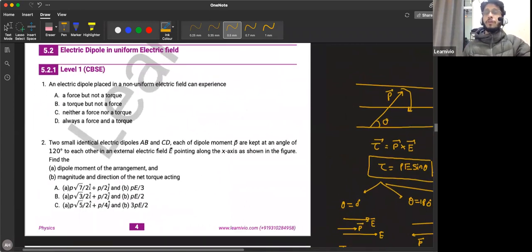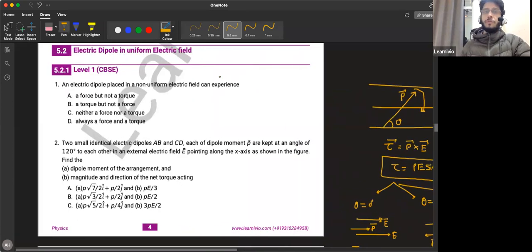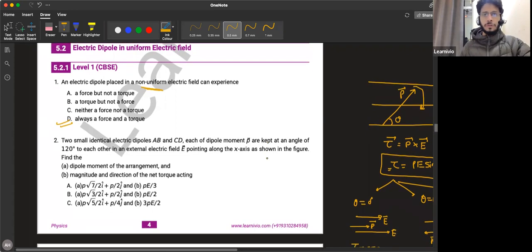In a non-uniform electric field, if we calculate the net force, then the net force comes out to be 0. This is when your field is uniform. But if your field is non-uniform, then the dipole will experience a torque and a force. If you place a dipole in a non-uniform field, it experiences a torque, and along with the torque, it will experience some force also.